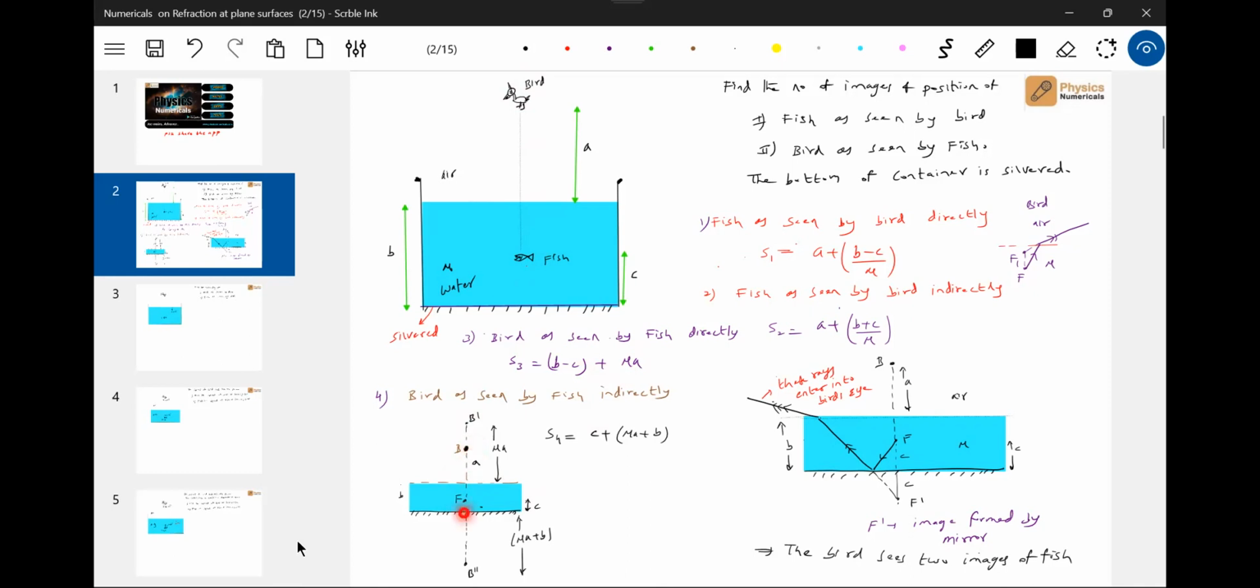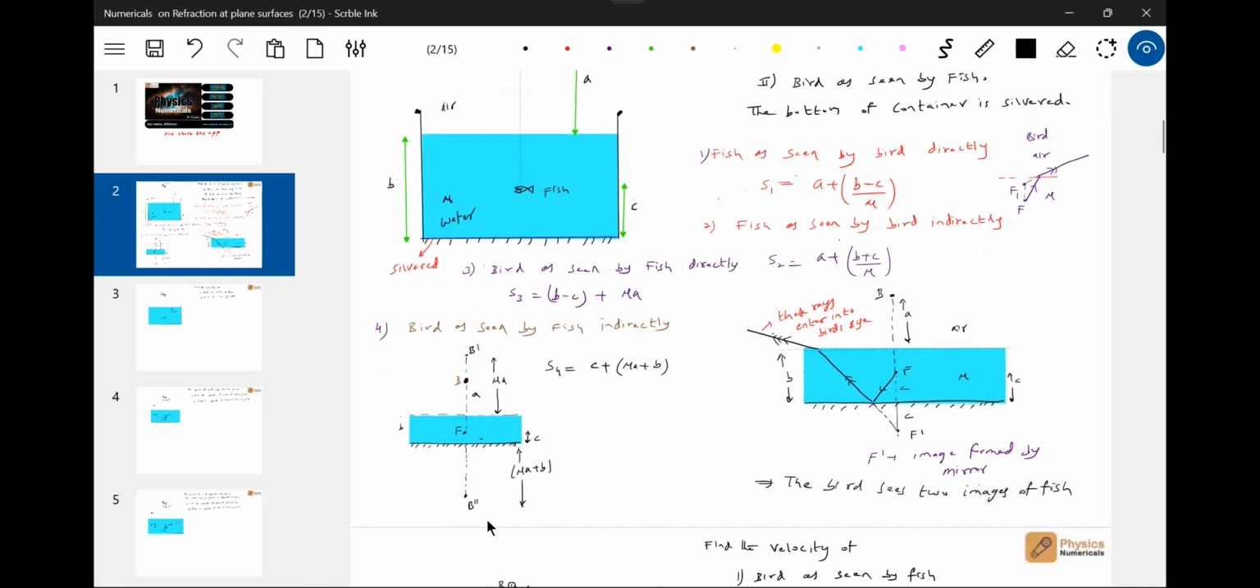Then this will undergo reflection. So what is the object distance? Mu a plus b. So the image will be formed at b double dash. Then the fish will see it at a distance of c plus mu a plus b. So how many images will the fish see of the bird?